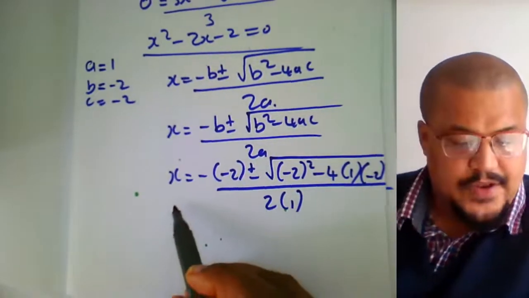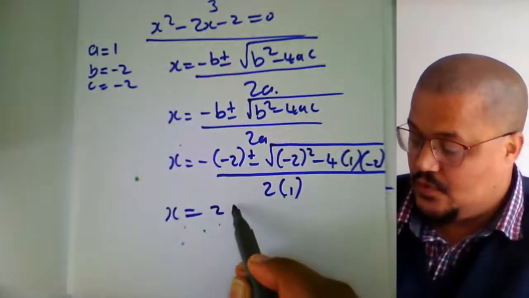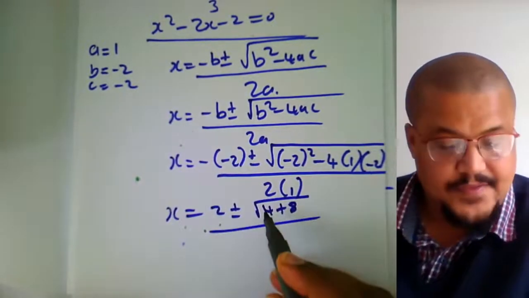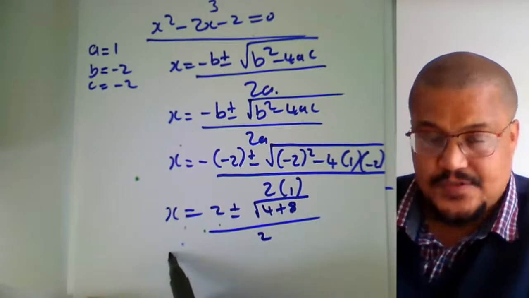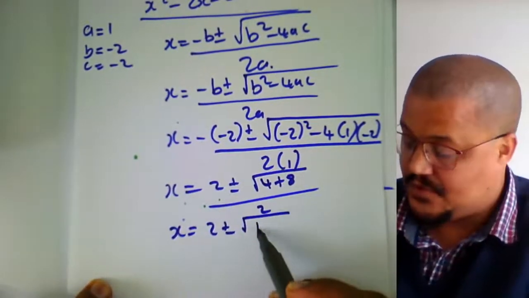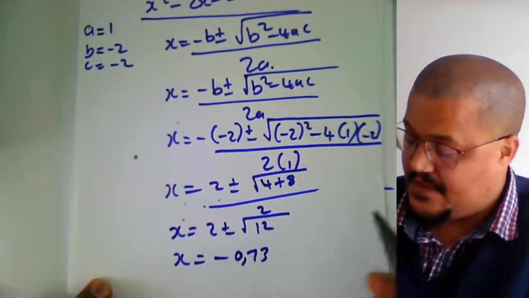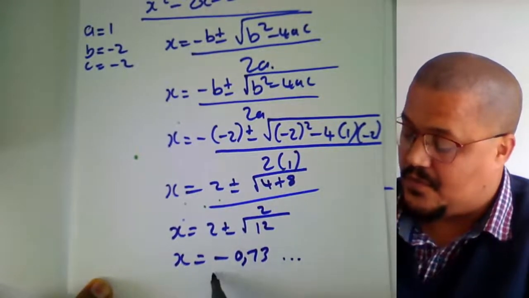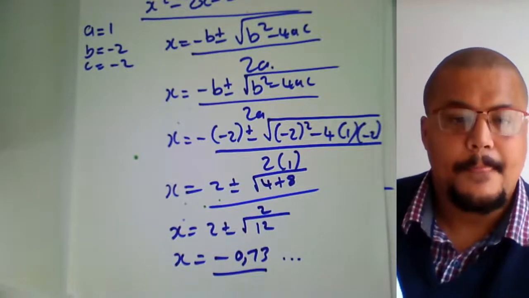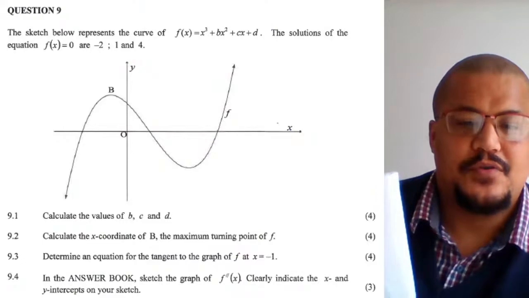Okay, so when I simplify, x is then equal to 2 plus minus 4 plus 8, and that divides by 2. So x is therefore 2 plus minus 12. X is then therefore minus 0.73. You will also get the positive answer, but the correct one here would be this, based on the question. Let's go back to the question. Okay, so they want us to find the maximum turning point of f.